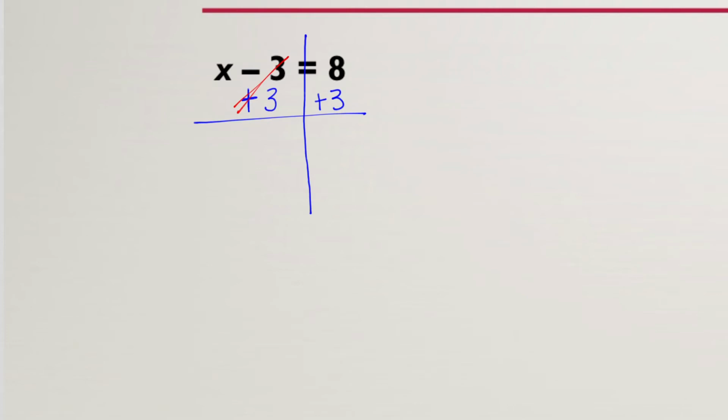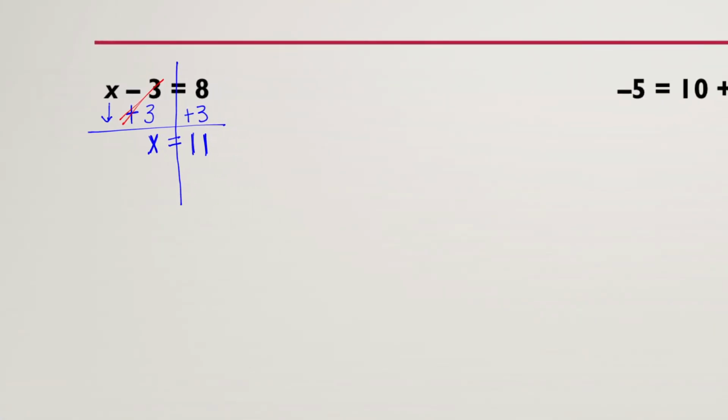So we drop down our x, and I'm actually going to move it closer to my equal sign over here. We didn't do anything to the x, so it just comes down. Then we do 8 plus 3 is 11. So now we have x equals 11. We have isolated our variable. We've solved a one-step equation.